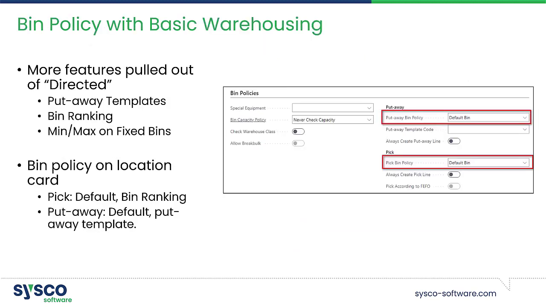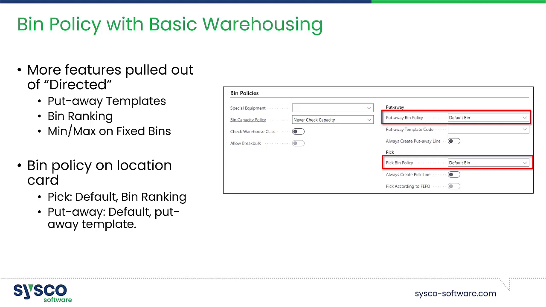Still on the warehousing functionality, we have got the bin policy, where they've actually started to pull out more features now from the directed putaways and picks, which will certainly benefit those of us that would use the basic warehousing. So now you have the ability to use put away templates, bin ranking, and you can also start to use the min and max quantities on your fixed bins.